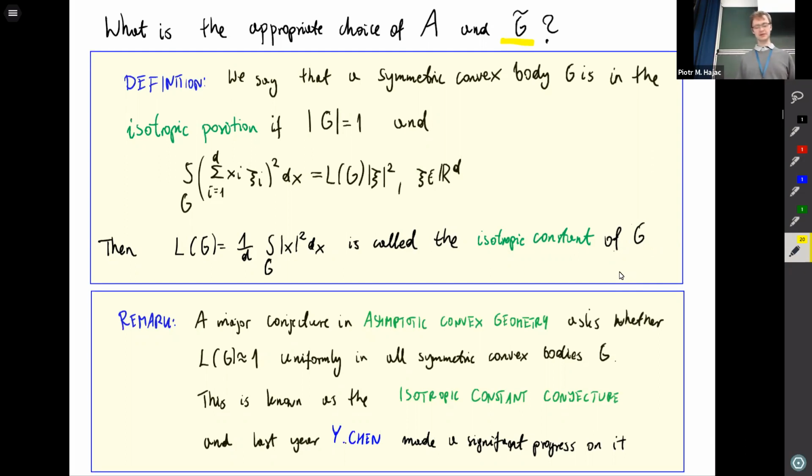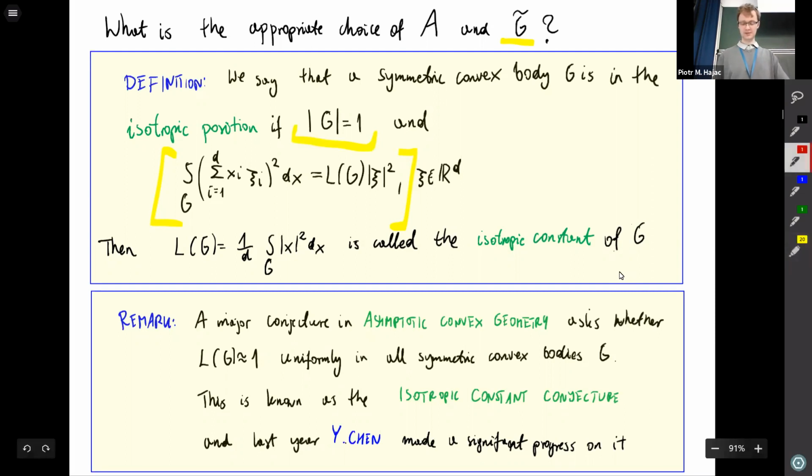And it turns out that a good idea is to put this G tilde in something called the isotropic position. So isotropic position means that you integrate over G the quantity <x, psi> squared, and this happens to be L_G squared times |psi| squared. So this is the definition of the isotropic position. A body is in the isotropic position if its Lebesgue measure is 1. By the way, this already excludes the ball because its Lebesgue measure is small, not 1, in large dimensions. And this quantity here is a multiple of |psi| squared.